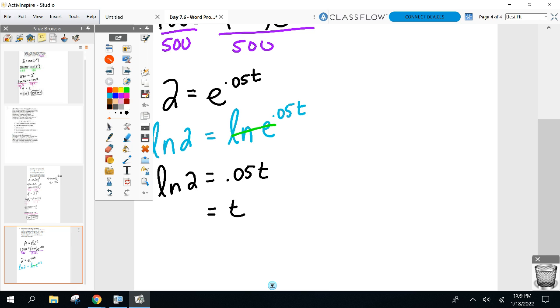Are we rounding it? You can't round a year. No. About 13. 13 years to double? That's what I got.